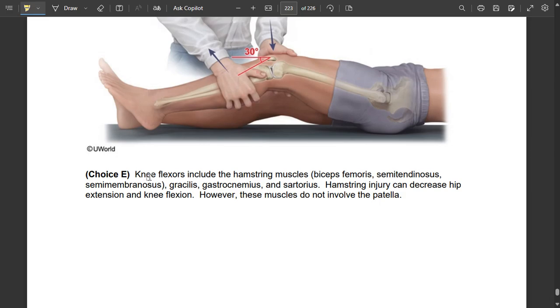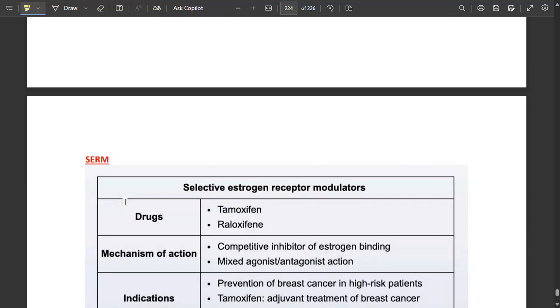Knee flexors include the hamstring muscles, which lie posteriorly: biceps femoris, semitendinosus, and semimembranosus, along with gracilis, gastrocnemius, and sartorius. Hamstring injury can decrease hip extension and knee flexion. However, these muscles do not attach to the patella.